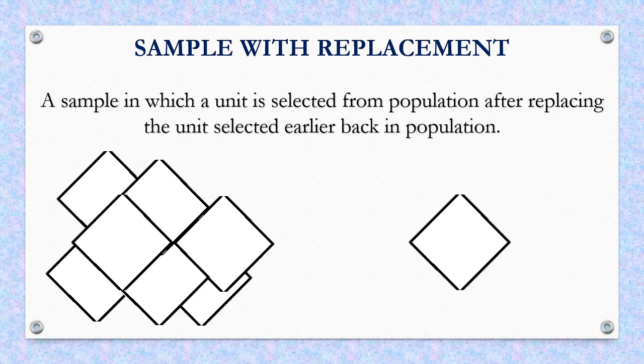For example, out of 10 chits, if I am supposed to select 3 chits, 3 times I will take a chit, read the number, put it back in, then again select a chit, read a number, put it back in, and repeat the same thing a third time. That way, the sample taken is known as sample with replacement.